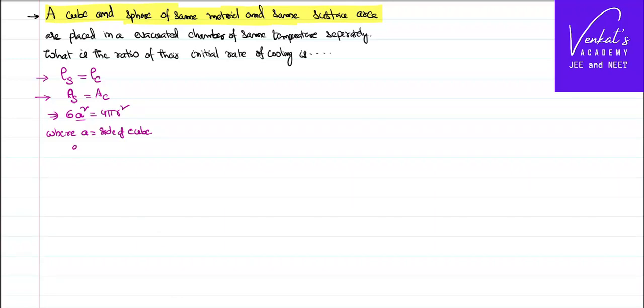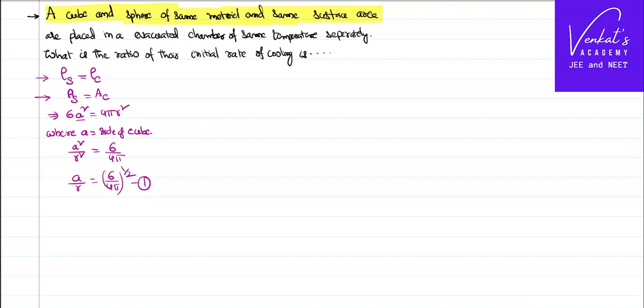From this you can write a square by r square equals 6 by 4 pi. a by r equals 6 by 4 pi whole power of half. We'll be using it in a later part of the problem. Let us keep that value aside.